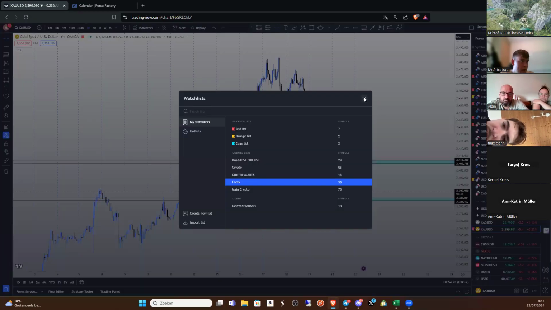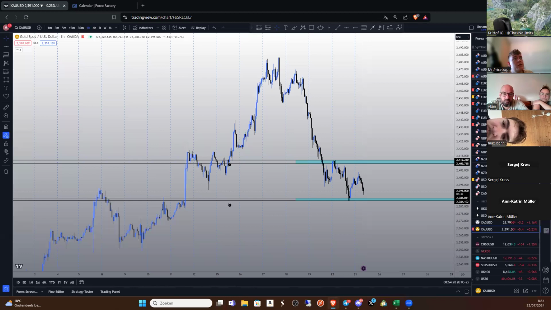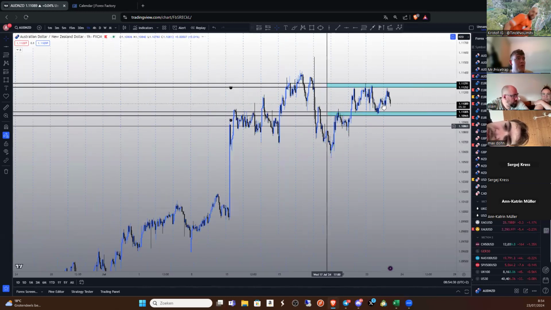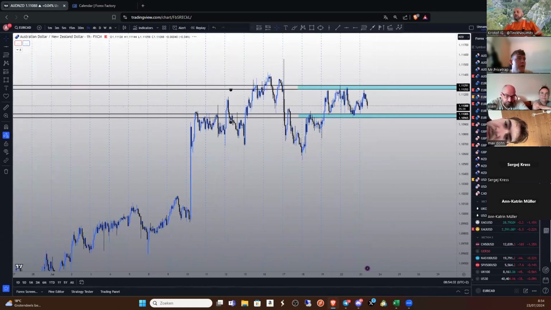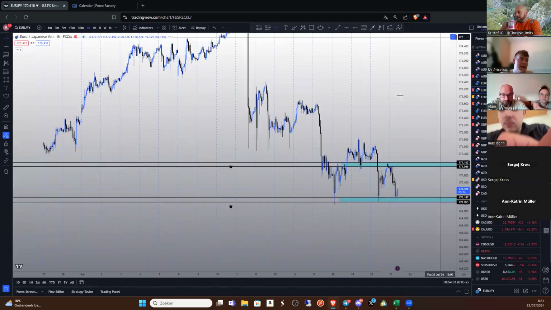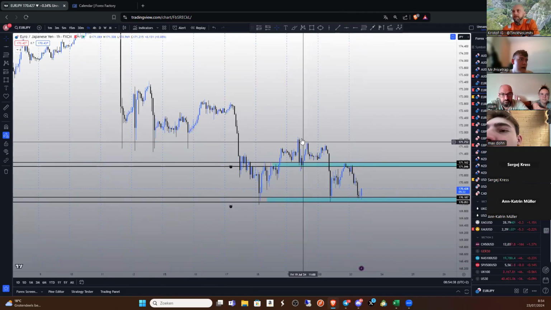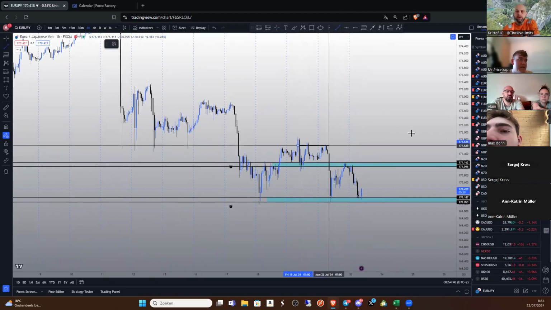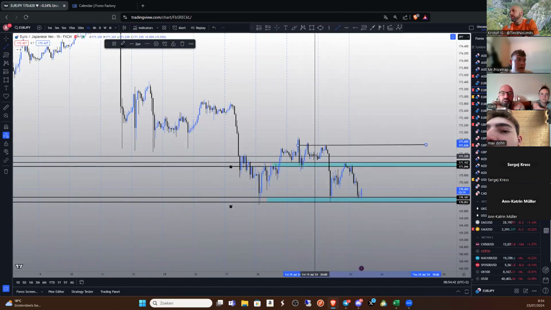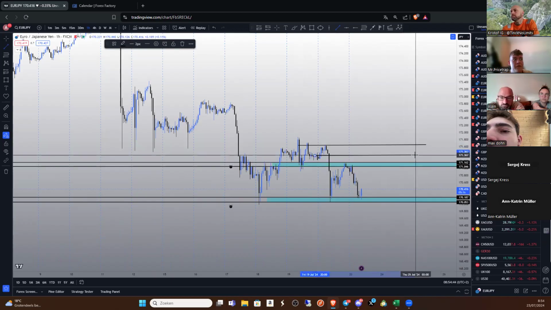So we have 9 price traps in total. We have AUD NZD still in between our zone, waiting for the breakout. We have Euro JPY, exactly the same thing. Don't forget, guys, this is important. I want to see the market attacking these highs, not respecting the supply zone. There's a very big difference in that one.